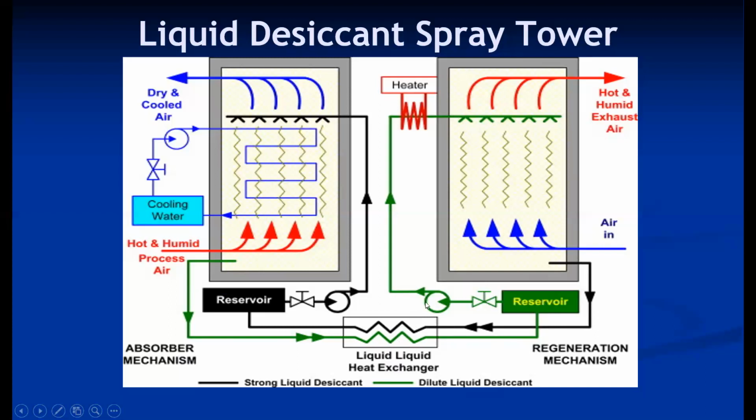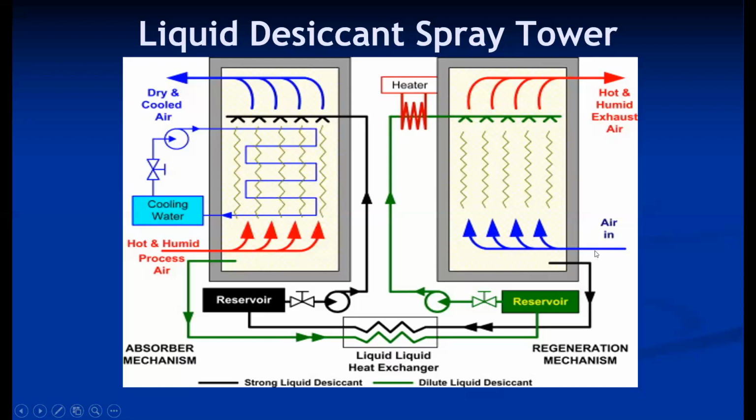So from the reservoir, it is pumped into the right hand tower. Before distributing in the tower, the liquid is made to flow through the heater. Sorry, the dilute liquid desiccant is heated first, and then it is sprayed in the tower. In the tower, the atmospheric air is circulated. This is a hot liquid desiccant, a diluted desiccant because it carries moisture also.